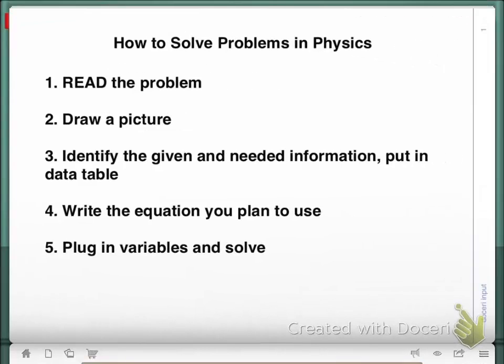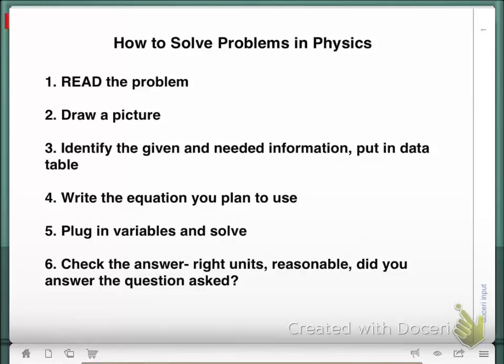The next step is to plug in the variables and to actually solve. You have to solve for a variable to get an answer. The last step is to check the answer. Is it in the right units? Is it reasonable? Did you actually answer the question that was asked? Sometimes you have to find one thing and then plug it back in to get your final answer.